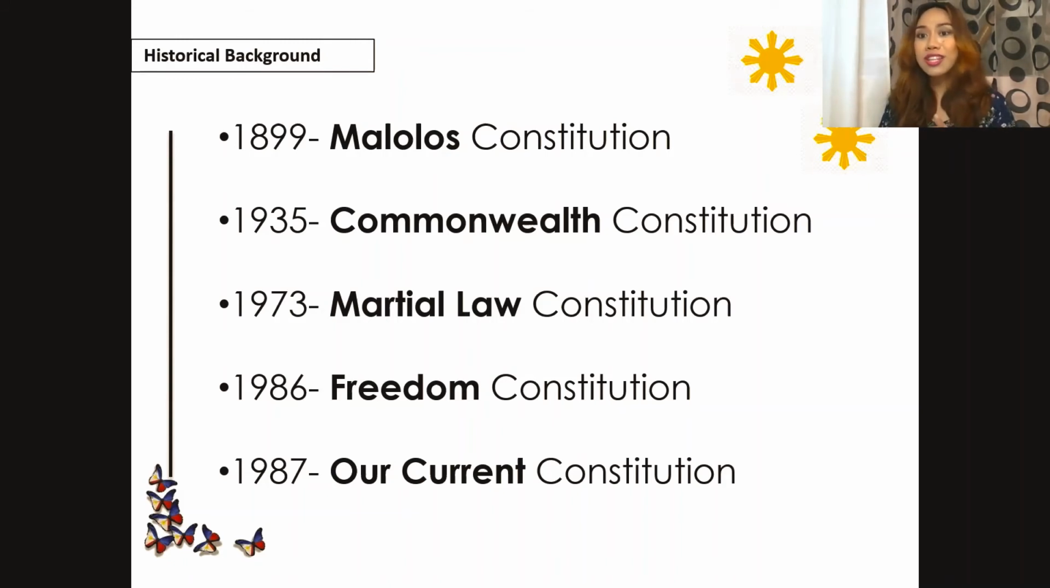Again, the constitutions that governed here in the Philippines started in 1899 with the Malolos Constitution, making us a republic government and at the same time becoming the first democratic government in Asia. And then we have the 1935 Commonwealth Constitution, which we actually used during the American rule. And then we have the 1973 Martial Law Constitution, and the 1986 Freedom Constitution, which is actually just an interim constitution because it was just used while pending the approval of the 1987 Constitution, our current constitution, the one that we are using right now.